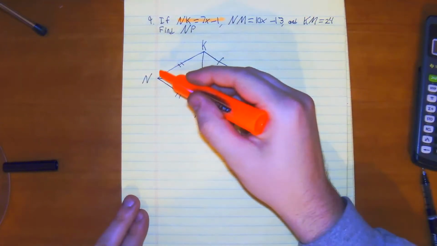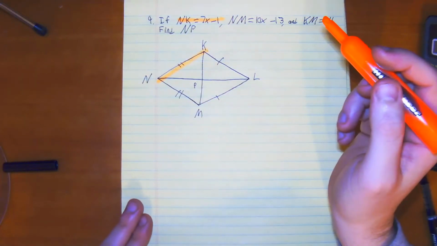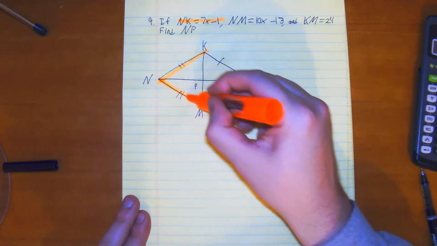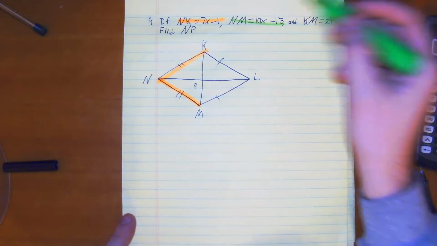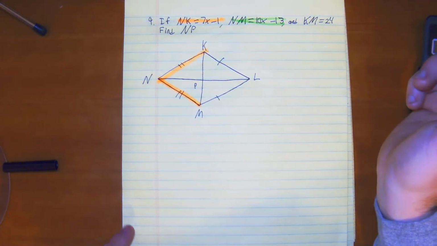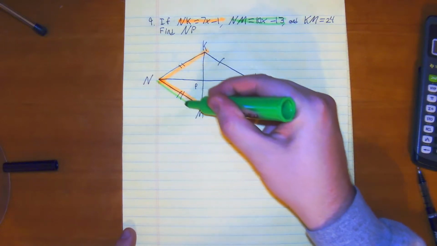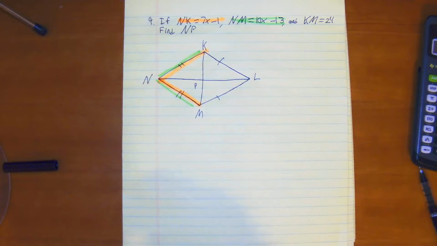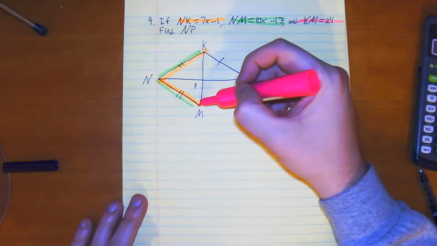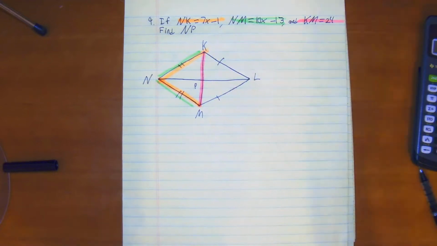NK is 7x minus 1, since it's a kite, so is NM. Well, look at that. It's saying that NM is equal to 10x minus 13. So that means this is equal to that. Therefore, this is equal to that. And then they give us the value of KM. KM is equal to 24.